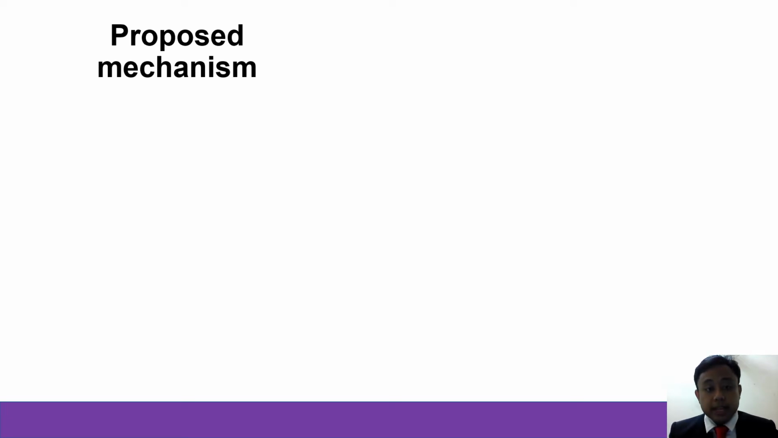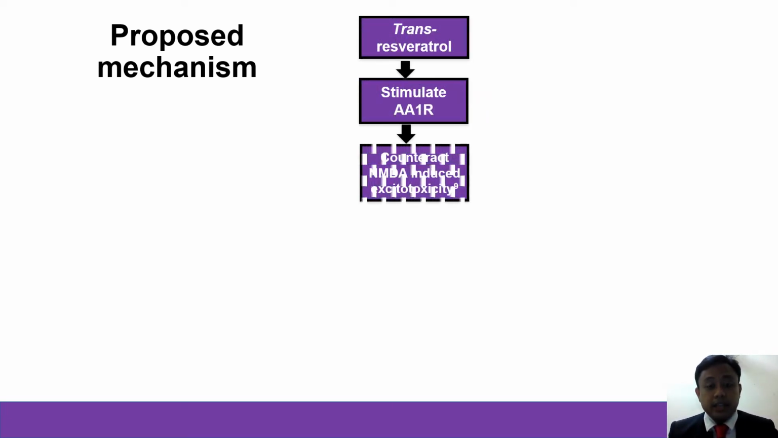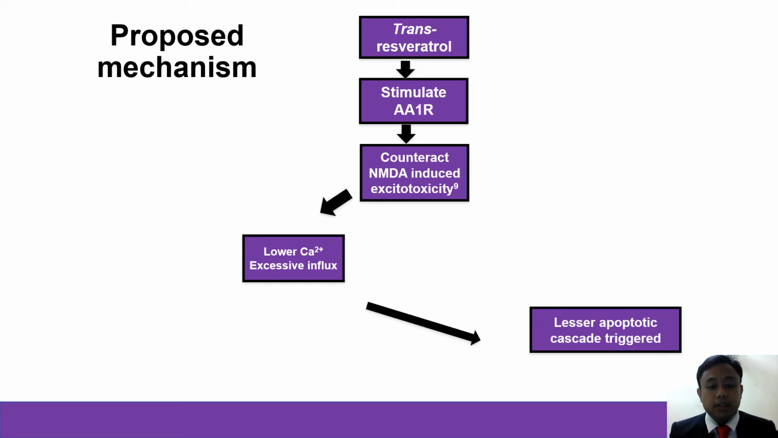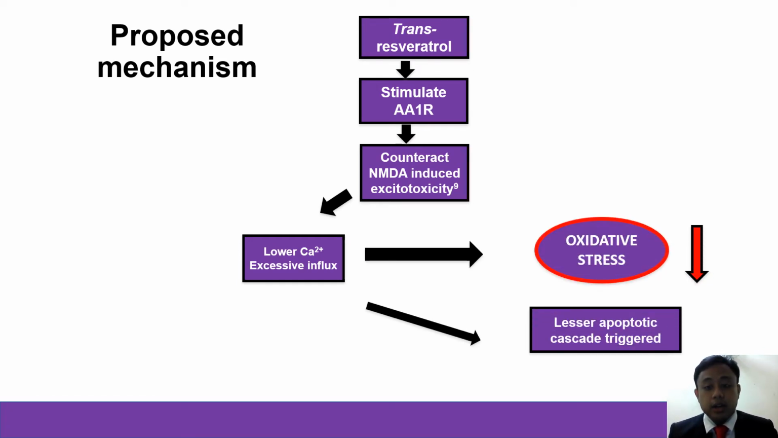My proposed mechanism of action for TRANS-RESVERATROL is that it will stimulate the adenosine A1 receptor to counteract NMDA-induced excitotoxicity. This in turn will lower the excessive calcium influx, and this will lead to a lesser apoptotic cascade being triggered, hence lower oxidative stress as well. Interestingly, TRANS-RESVERATROL also has a direct effect towards reducing oxidative stress.